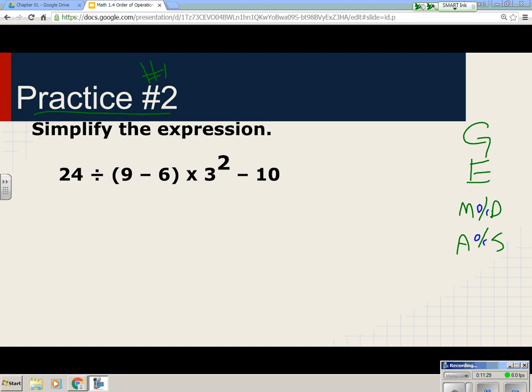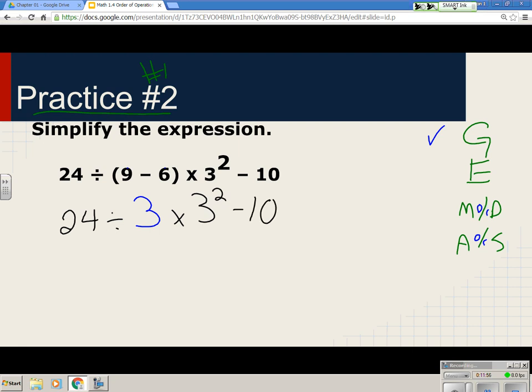All right, so this is where we really have to focus on that checklist. We have 24 divided by parentheses 9 minus 6 times 3 squared minus 10. The first thing I want to do is the groupings, and I see a grouping here that's 9 minus 6. So 9 minus 6 is 3. So I did that one, and now so I don't forget anything else, I'm going to bring the rest of it down.